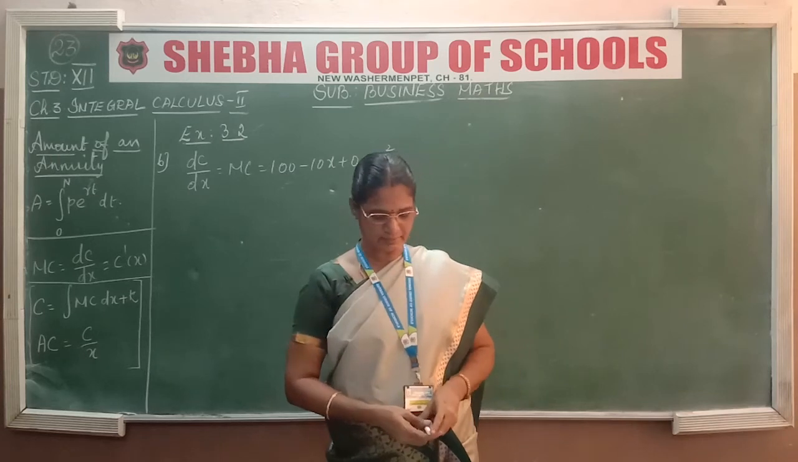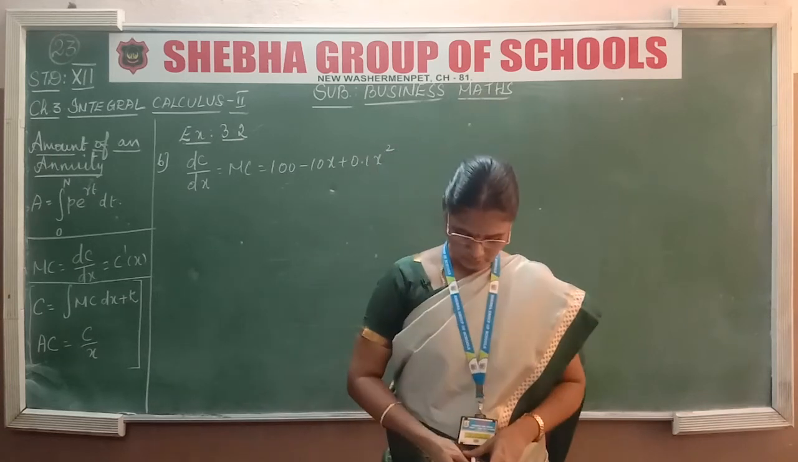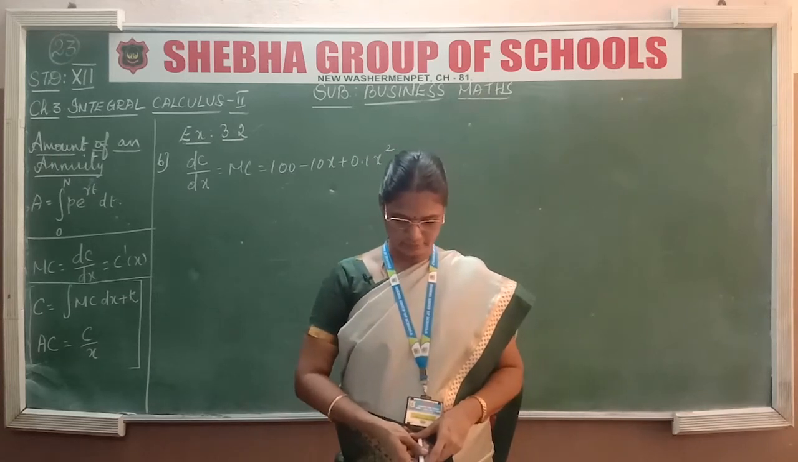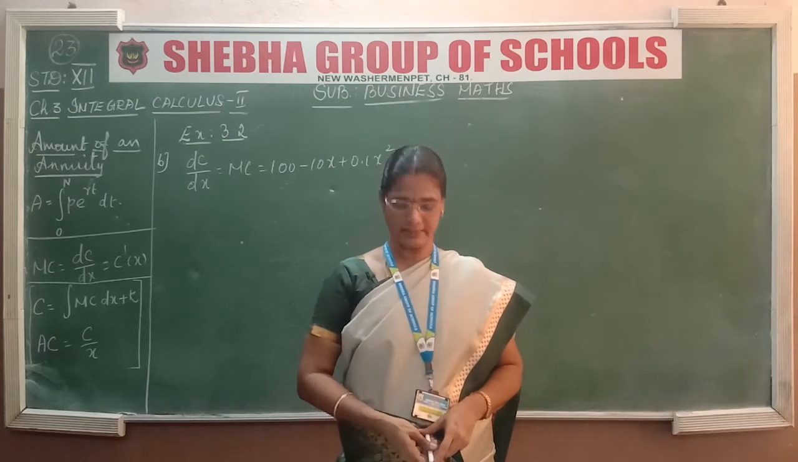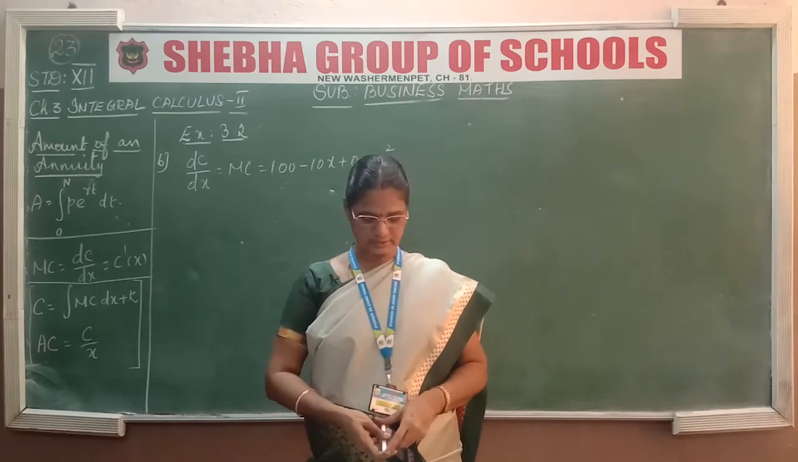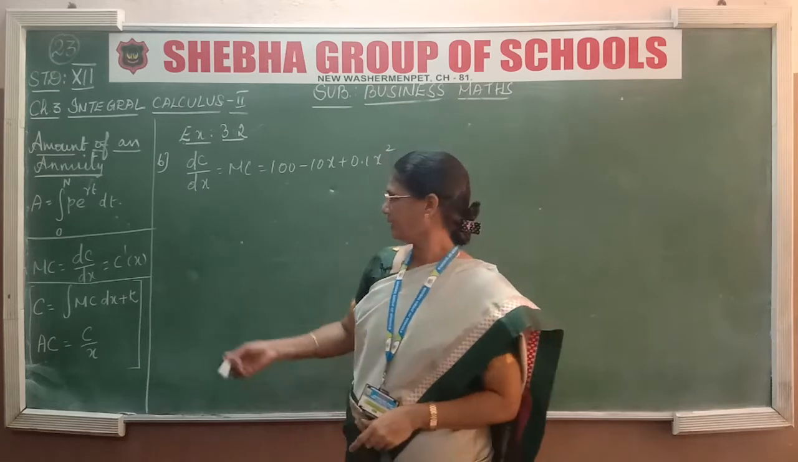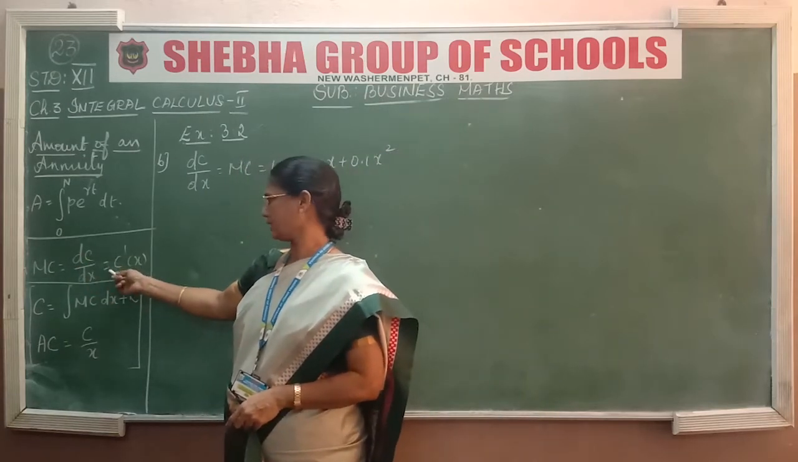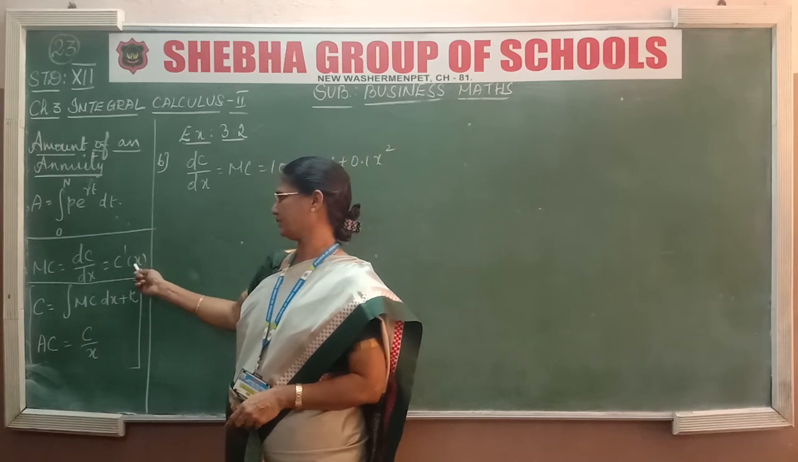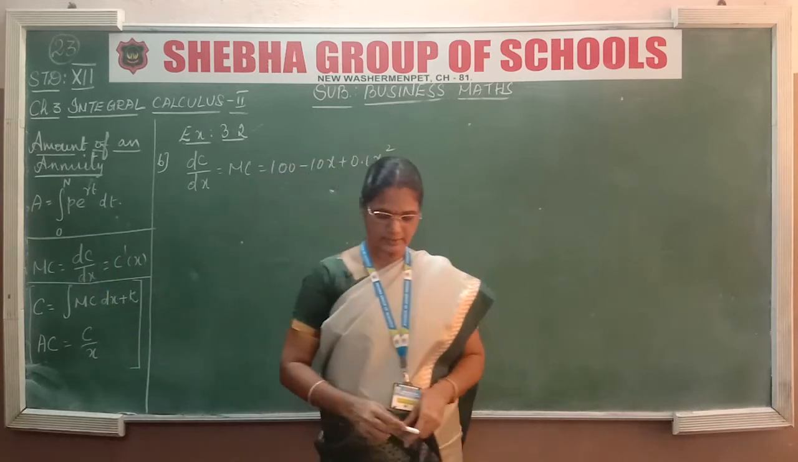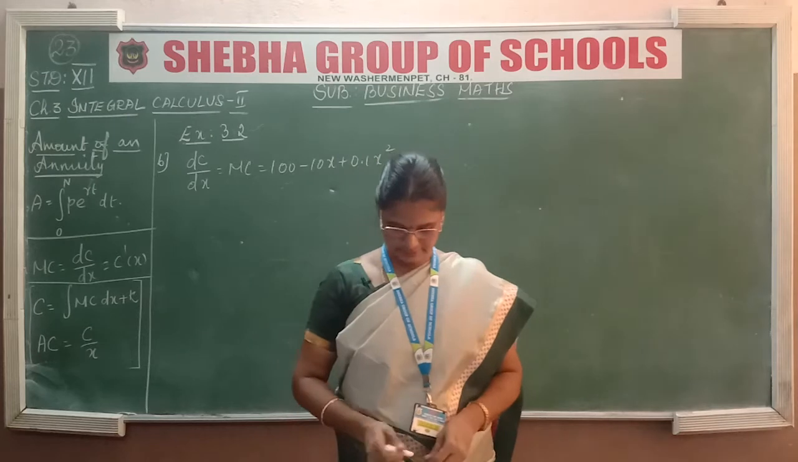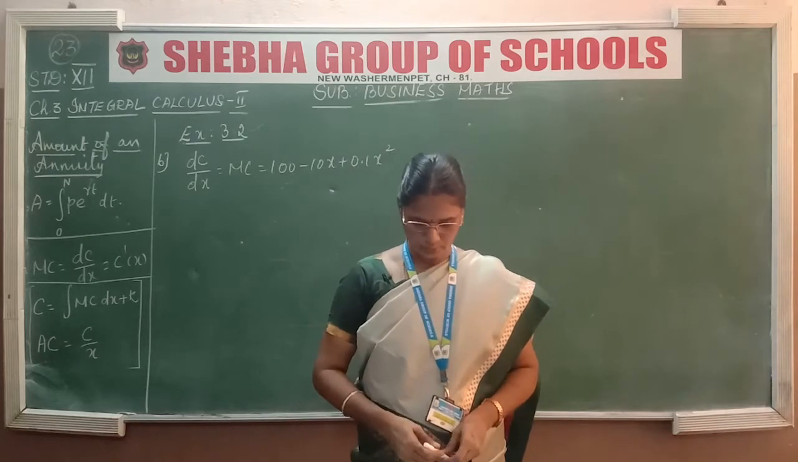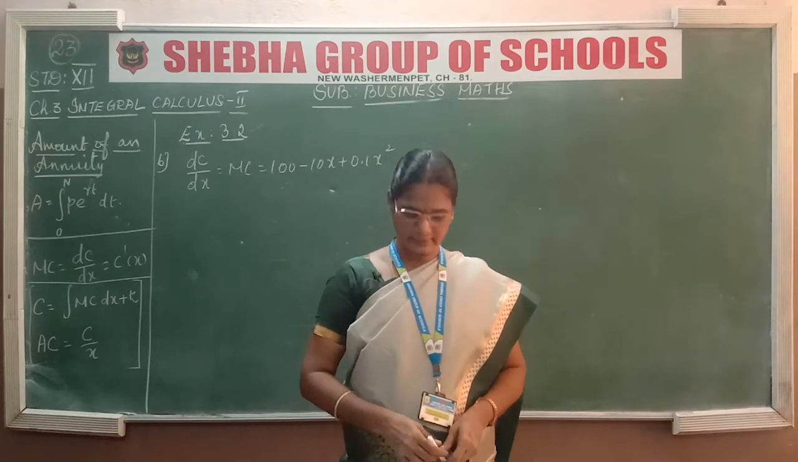Next sum, sixth sum. Listen, your book. The marginal cost function of a product is given by dC by dx. Marginal cost is dC by dx. MC is also equal to dC by dx, and this is also equal to C dash of x. These are all the same. So dC by dx means MC is given and x is the output. Obtain the total and average cost.